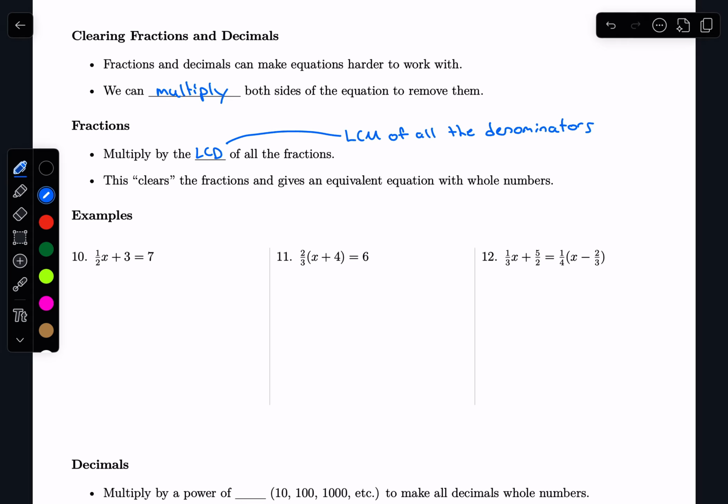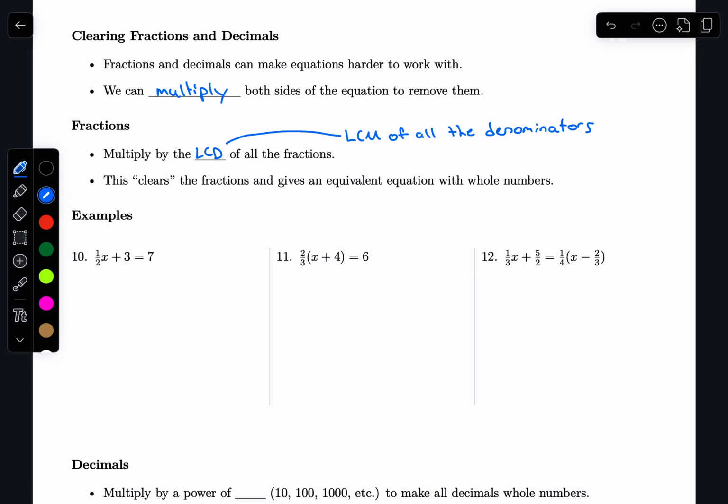Now, before I do what I'm about to do, I want to make it clear that this is a two-step equation, just like the previous page, where you can do exactly the same steps we did on that previous page and get to this answer. You can subtract 3 from both sides to get 1/2 x equals 4, and then multiply both sides by 2 to get x equals 8. There is nothing wrong with doing it that way. This is just something that tends to make it easier on you when there's a lot of fractions.